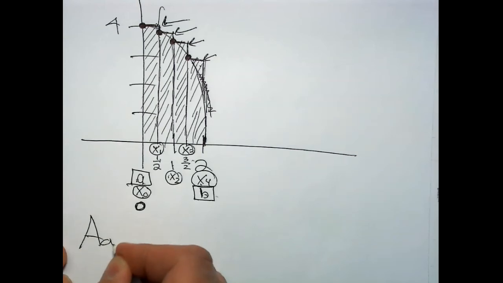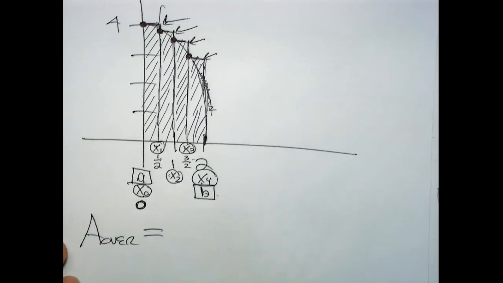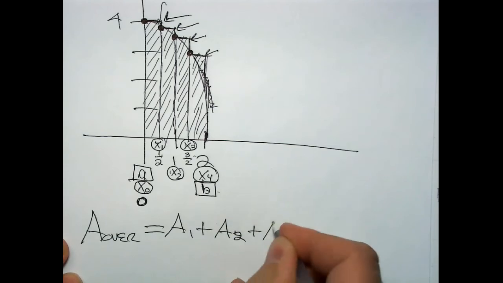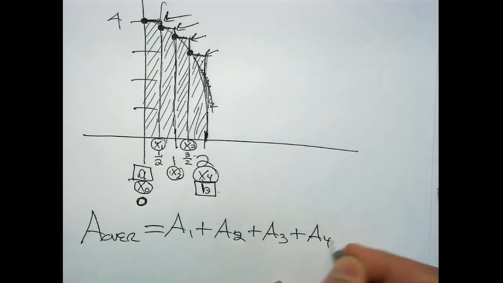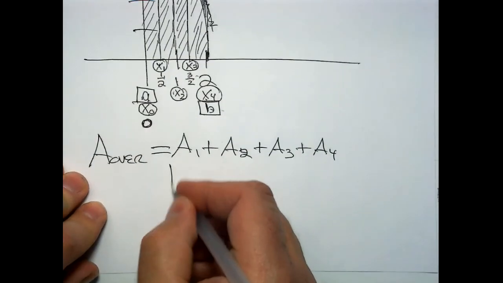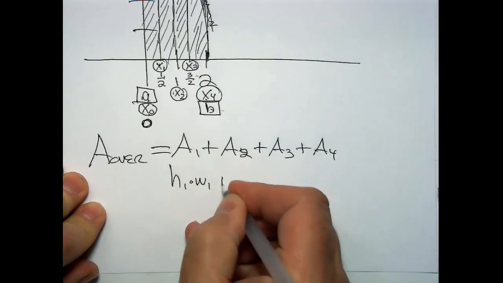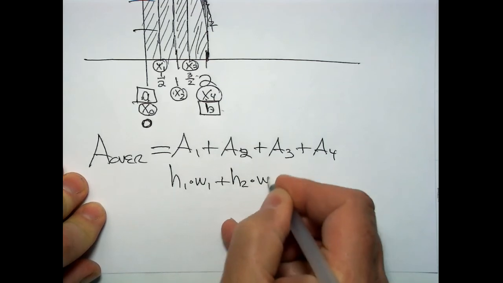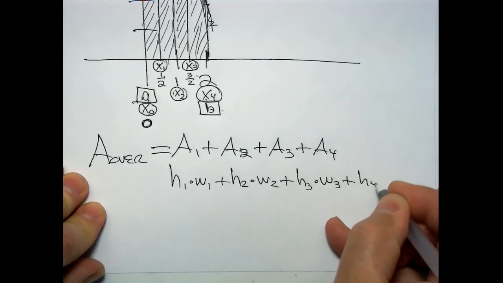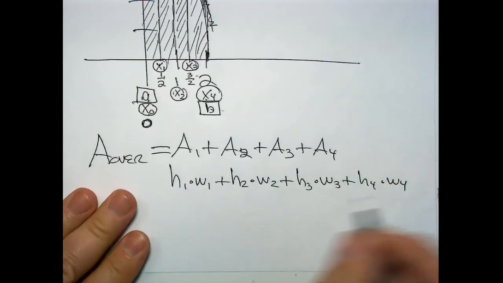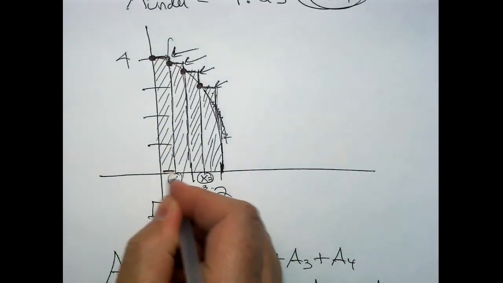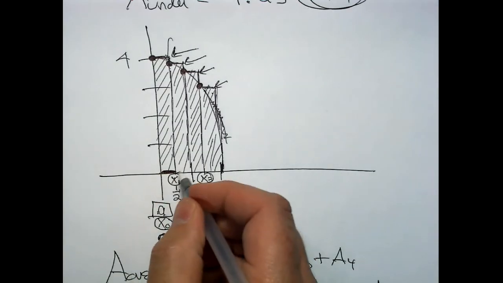So what's my overestimate going to be? It's going to be the same thing as before. 4 rectangular areas added together. Each rectangular area has a height and a width. A height and a width. So we need to add 4 of these together. Now remember, the width, luckily, is the same for each one of these. I'll just highlight one of them. This one right here, that's my width.